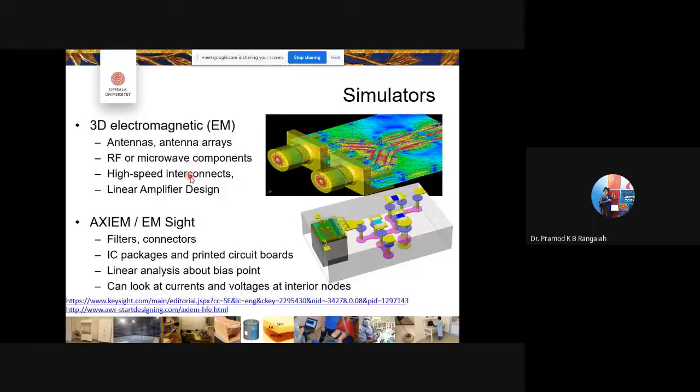Then there are simulators especially for electromagnetic simulations, 3D electromagnetic simulations, antenna arrays, RF components. When we are dealing with special microstrip line and transmission line concepts, which have to be considered on connectors and interconnects, for all those things we should consider 3D electromagnetic simulations. Even for linear amplifier design, we have to consider it. And then we have got certain tools like Axiom and EMPro, which give not only the transmission line concepts, but also filters, connectors, and IC packages.